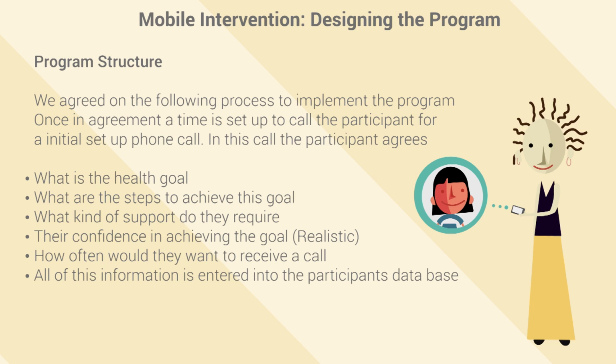What is the health goal? We've discussed that earlier in this process. So we came to an agreement on what that health goal was. What are the steps to achieve that? Maybe I'm only going to buy 1 apple in the first day and I'm going to end up with 5 servings within 4 weeks.